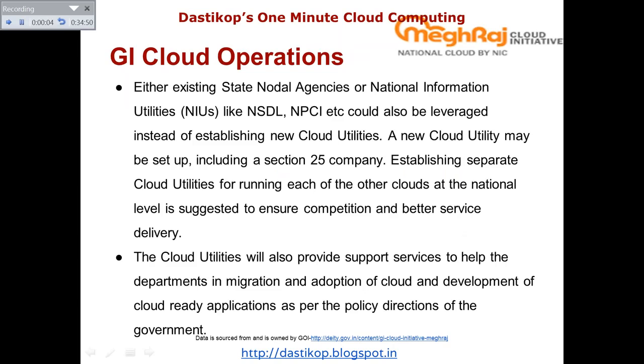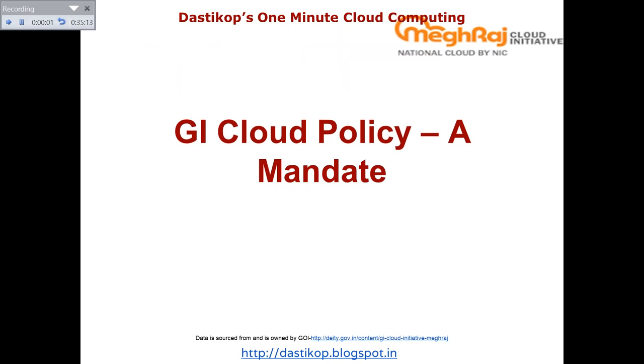GI cloud operations will include something like national information utilities, for example, NSDL, which is the one that actually gives you demat cards. The cloud utilities also provide support services to help departments in migration and adoption. So suppose some departments have not started IT infrastructure, then they will be starting anew. Whereas if they already have a legacy system, then migration is also supported.